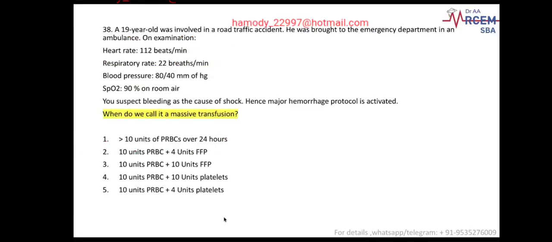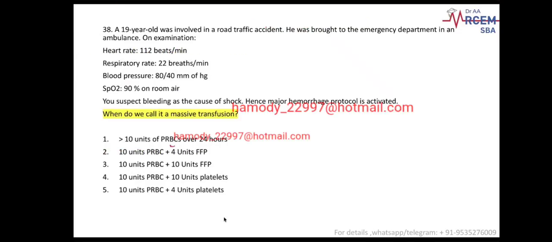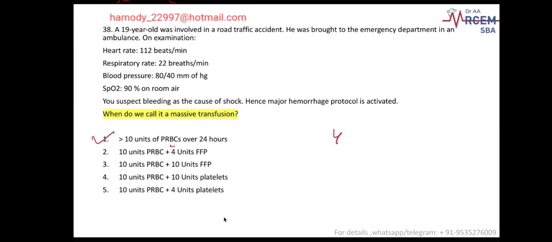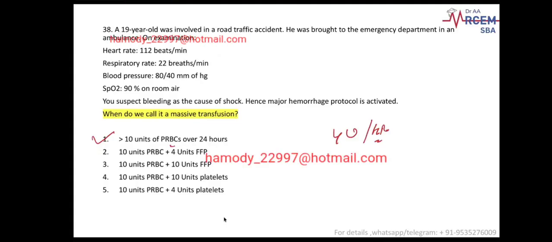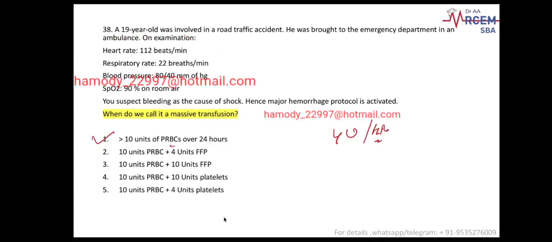When do we call it a massive transfusion? By definition, if you're given more than 10 units of PRBC over 24 hours, or 4 units over an hour's time, then also you call it a massive transfusion. Most common complication is hypocalcemia.